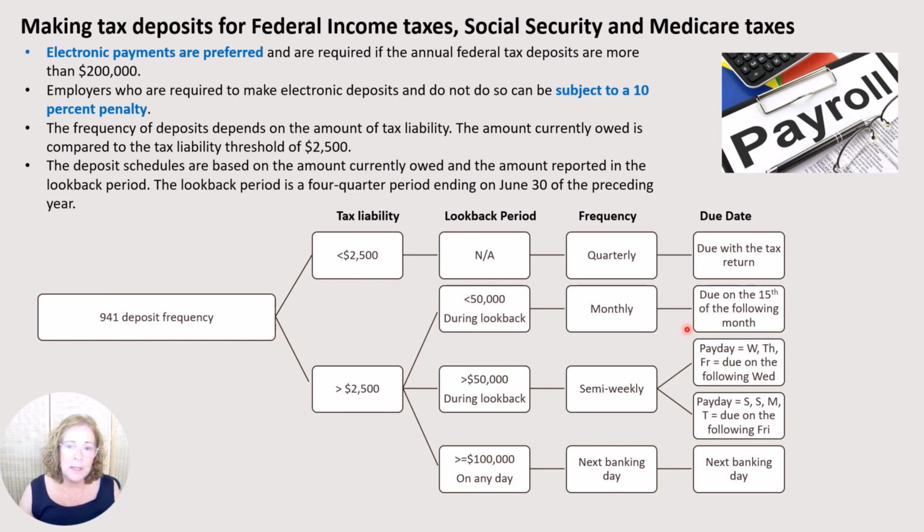If the tax liability is greater than $50,000 during the look-back period, but not more than $100,000 during any payroll date, then the deposit frequency is semi-weekly. And depending on the day of the week the payroll is paid, the due date is the following Wednesday or Friday. If on any payroll day the tax liability exceeds $100,000, which is common during times when bonuses are paid, the deposit must be made on the next banking date.